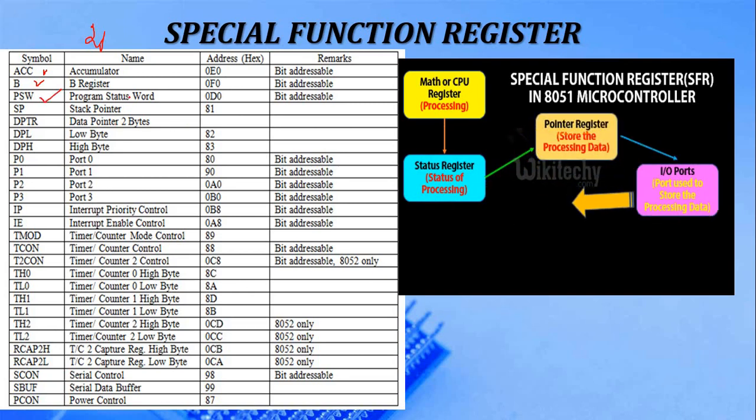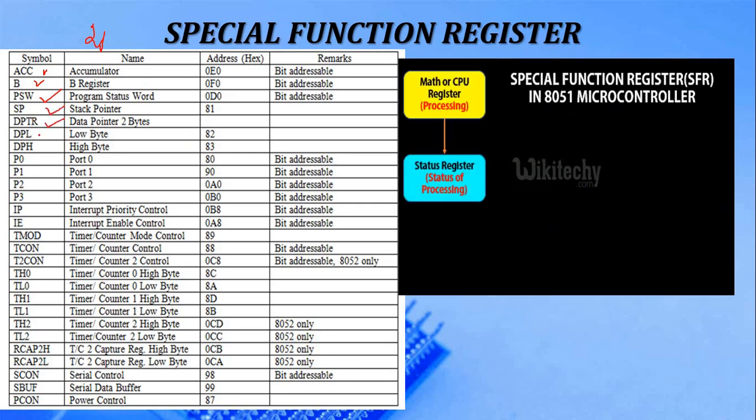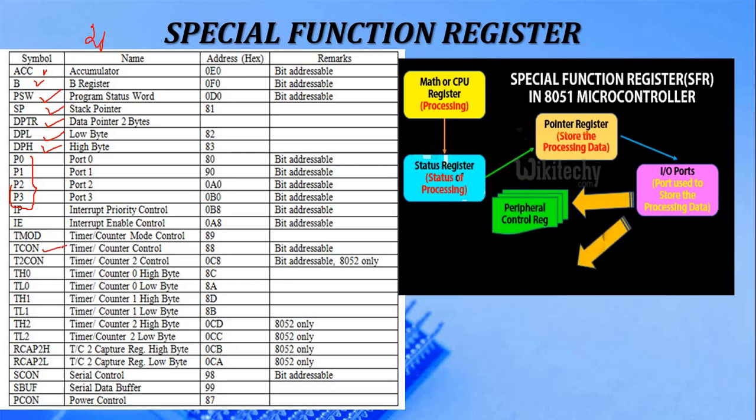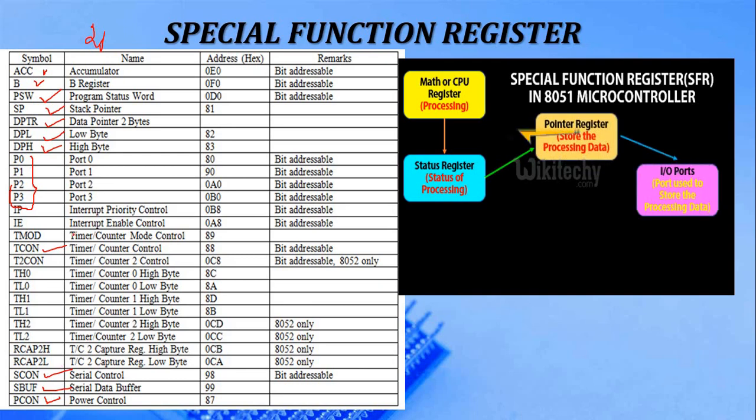program status word. And also we have pointer registers. Here we have two types of pointers. We are having a stack pointer and a data pointer. Okay. And also we are having IO registers, that is the port registers. And also some interrupts, and also some control registers we will be having, that is TCON, PCON, SCON. These are the control registers. And also buffer and data registers, that is SBUF. Okay.